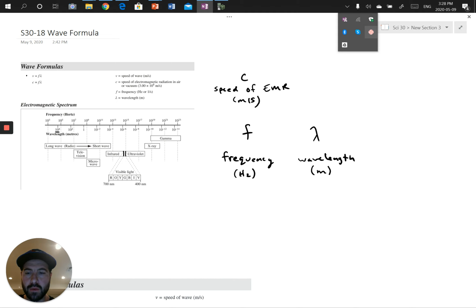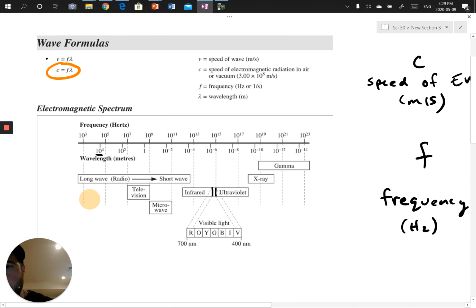And so we talked about EMR. EMR travels in waves. When we look at a wave, there's a couple different things that we can measure about the wave. We're going to use those in our next formula here. So this is page 3 in your data booklet. The formula that we're going to look at here is this one. C equals F lambda. So we got to think back, what are all of those different variables?